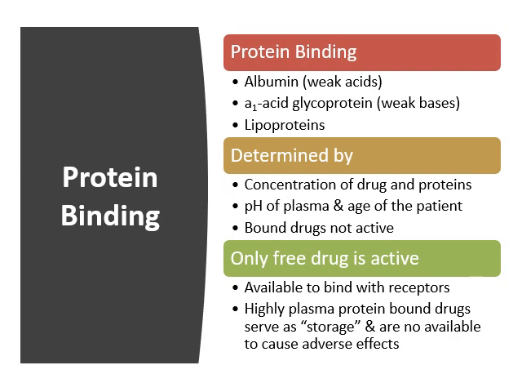Protein binding is determined by the concentration of drugs and the available proteins. How much albumin does the patient have? How much alpha-1 acid glycoprotein is available? How many lipoproteins do they have? What factors increase or decrease protein availability to bind to drugs? So that helps to determine the amount of protein binding of a drug. The pH of the plasma and the age of the patient. Extremes of age determine how much protein is available to bind with the drug.